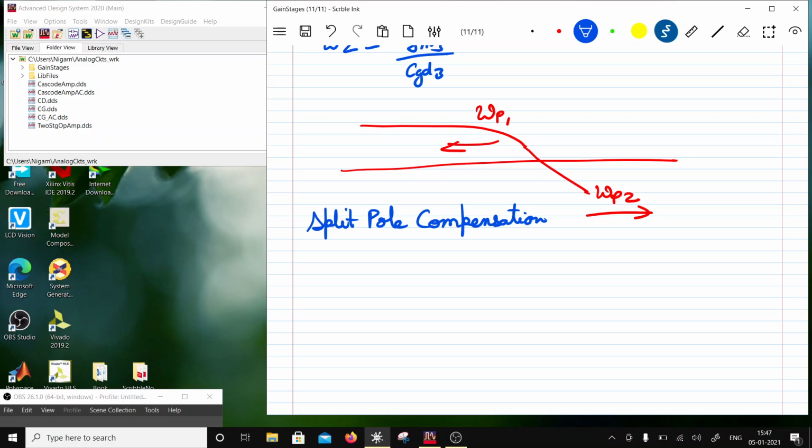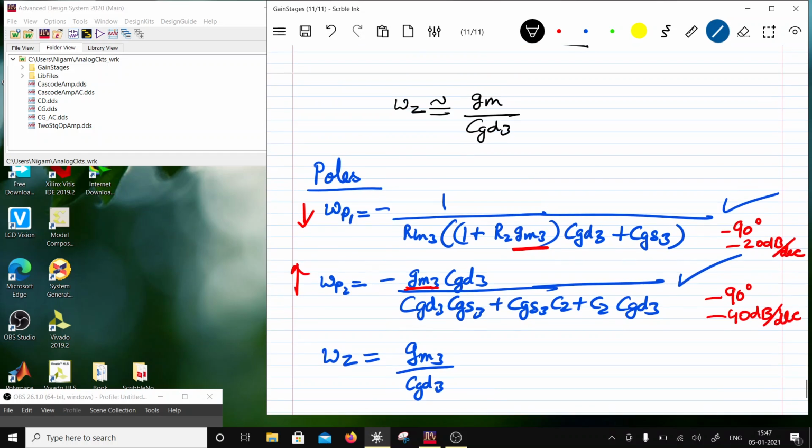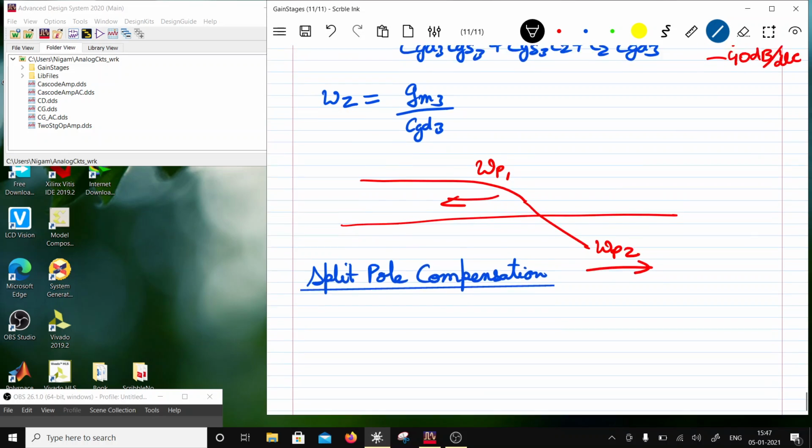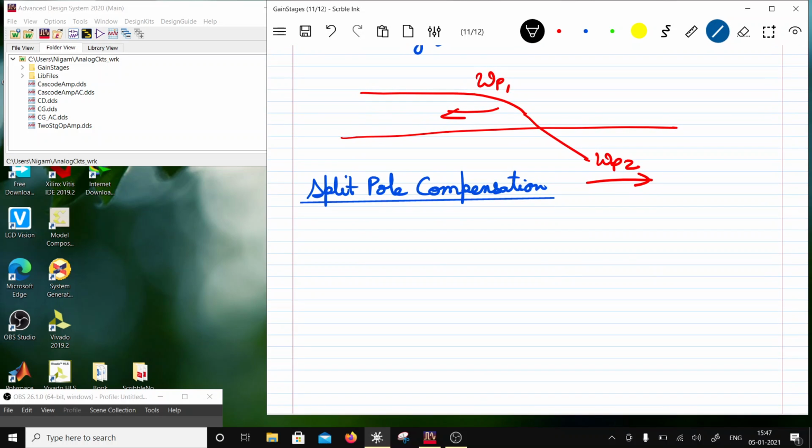And what that is, you increase GM3, that will cause the dominant pole to move in and the second pole to move out, and we do it to an extent that the gain crossover at 0 dB comes between the two. Now you do not have a roll off of 180 degrees, you have a roll off of 90, so you gain your phase margin, and that's how you have stabilized it. So this is called split pole compensation.